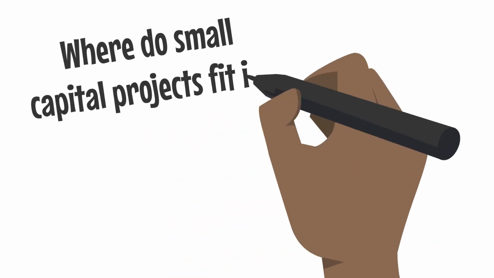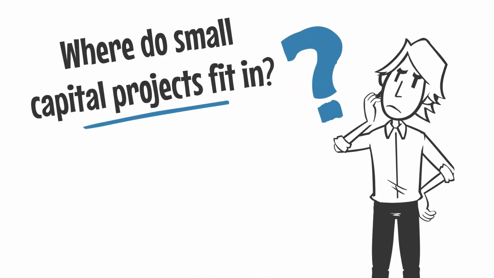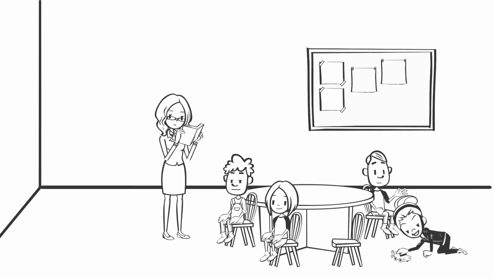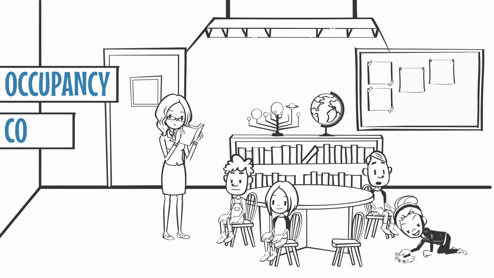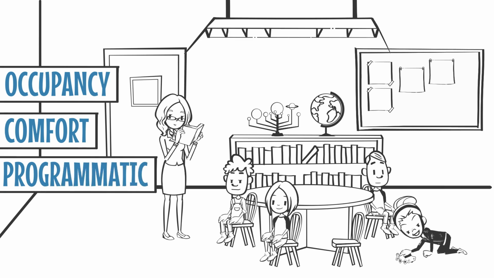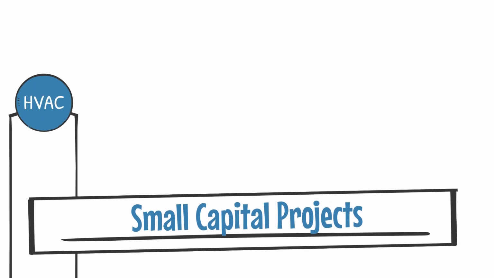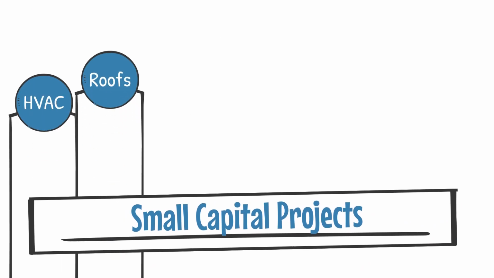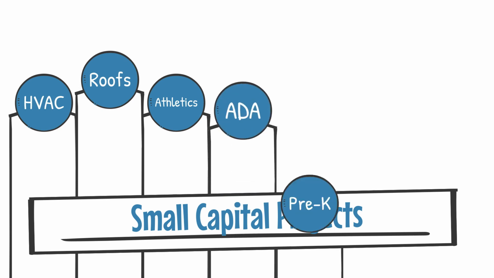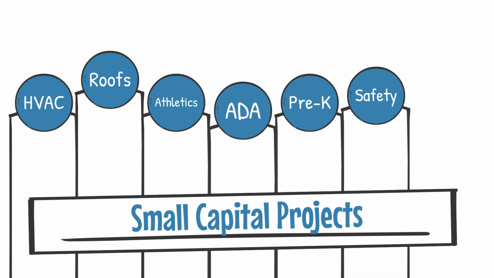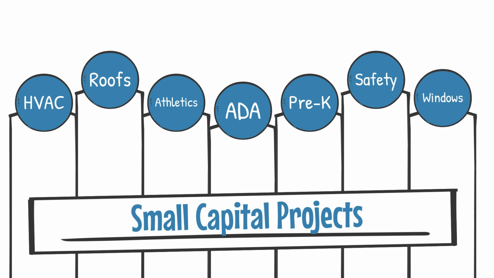Small capital projects are much smaller, which makes them more flexible to plan for and execute. Small caps are implemented at schools to meet the occupancy, comfort, and programmatic needs of the staff and students. These projects fit into the following major buckets: HVAC replacements, roof repairs, athletic facilities, ADA compliance measures, investments in our early learning environment, overall building safety, window replacement, and other general building improvements.